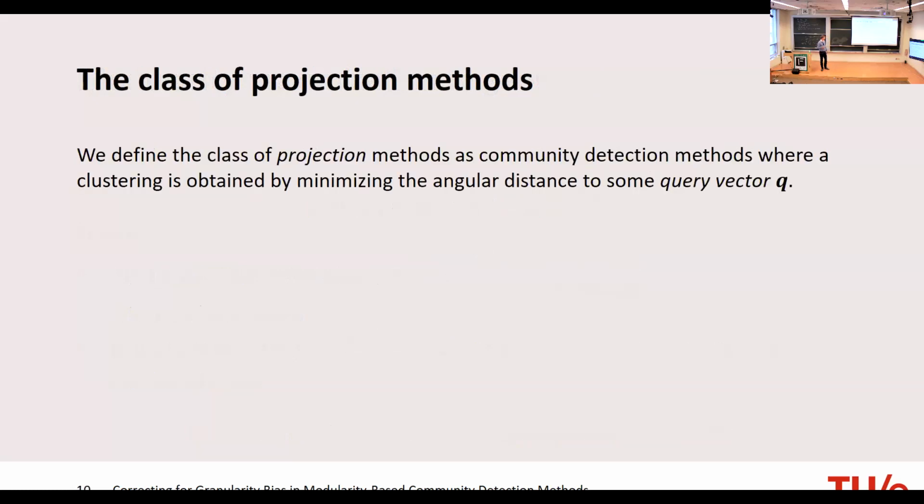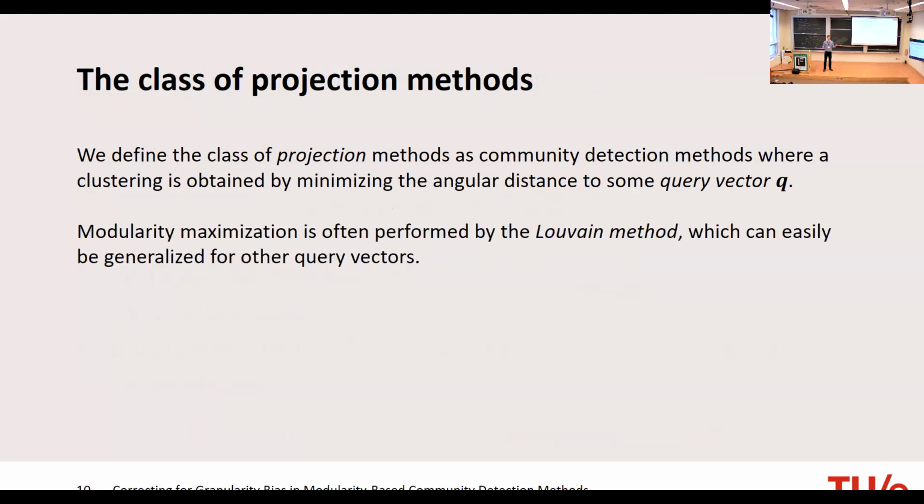We define the class of methods that fit in this framework as projection methods. What we do is take a graph, project it to a point on this hypersphere, which is then projected to the nearest partition. So it's two projections, that's why we call it that. This maximization step can be performed by the Louvain algorithm. This Louvain algorithm is originally only given for modularity, but it can quite easily be adapted for different vectors that you want to minimize the distance to. The vector by which you represent the graph, we call the query vector, because you're simply querying the nearest partition to that.